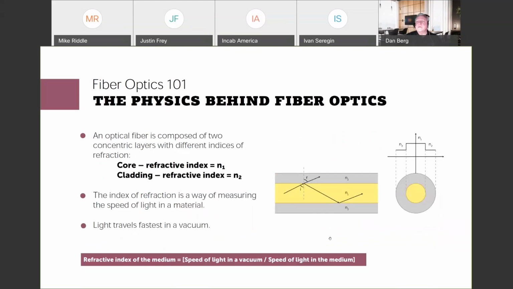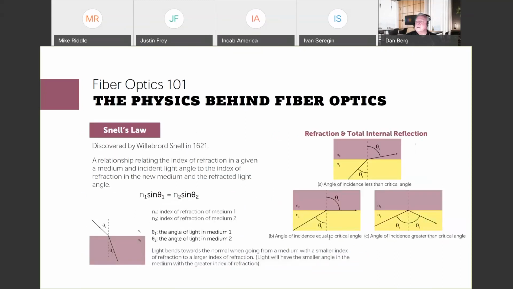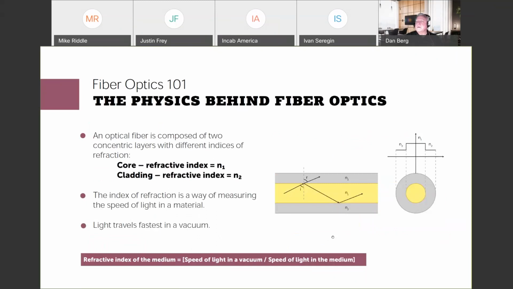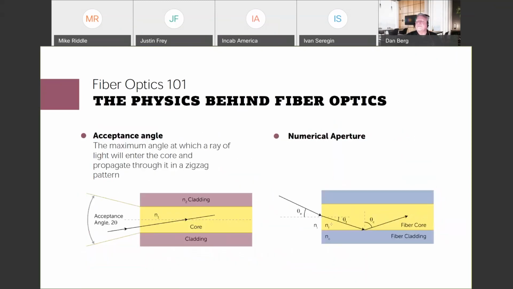Wait a minute. Okay, I'm sorry. Here we go. It's roughly the half angle. Let's see here. It's the sine of the half angle of the acceptance cone. And if you want to look that up and do the math, go right ahead. I'll be glad for that to happen.